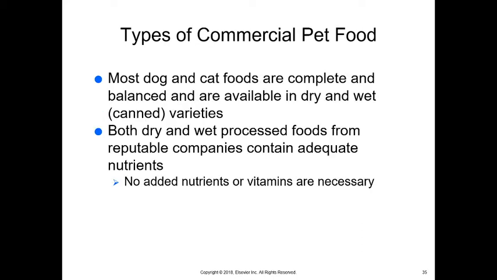There are a lot of different types of commercial pet food. Most dog and cat foods are complete and balanced and are available in dry and wet canned varieties. So any dog food or cat food that you find, they are at least regulated to the point that they should be complete and balanced. But the question is, for whom are they complete and balanced? And the answer to that is they are complete and balanced for the high energy young animal. So the ones that have the most energy needs, that's what they're complete and balanced for.